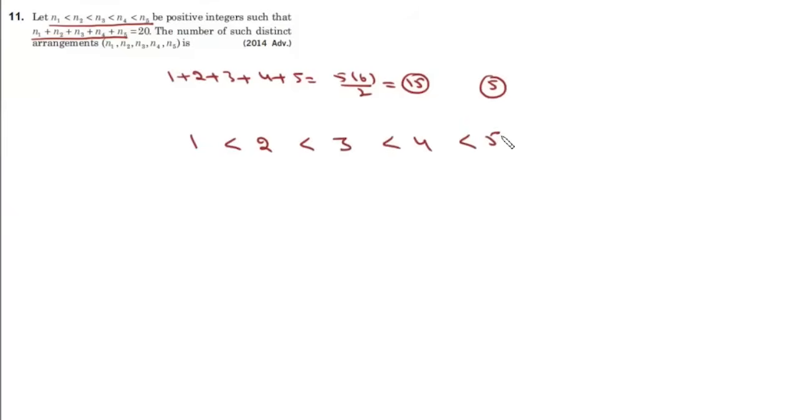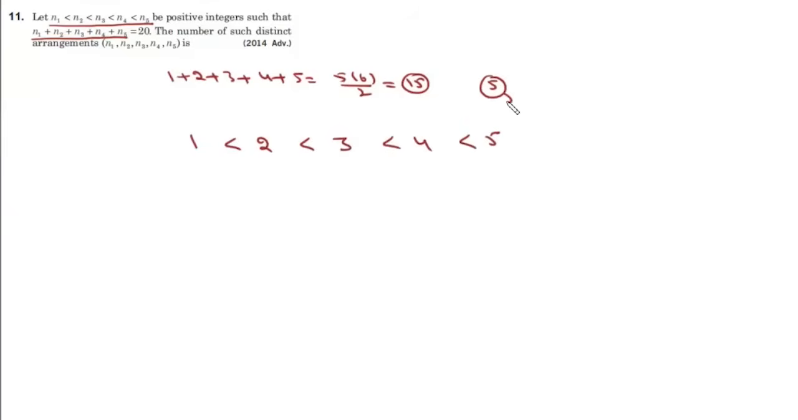Now if we take the sum 1 + 2 + 3 + 4 + 5, this is n(n+1)/2, which is 15. So we are left with 5 such numbers. So here we have 1 < 2 < 3 < 4 < 5.